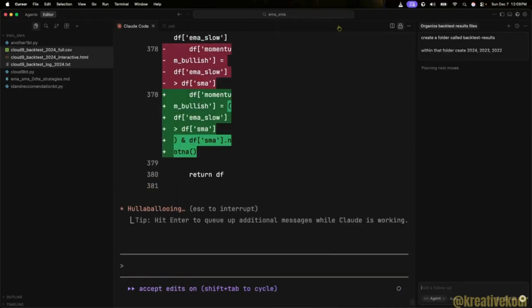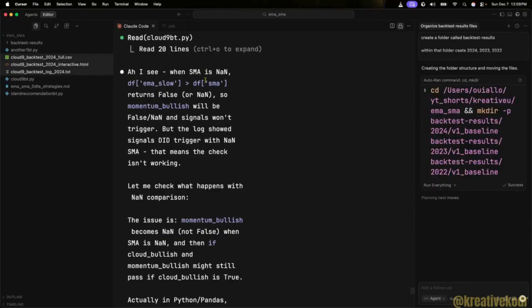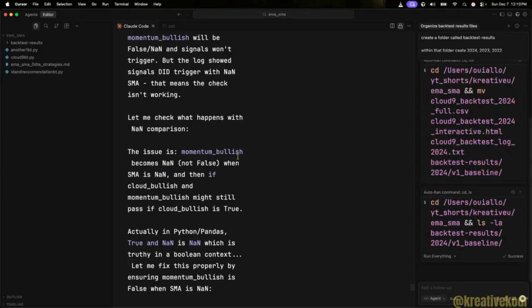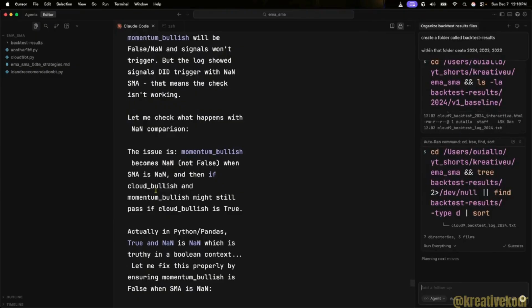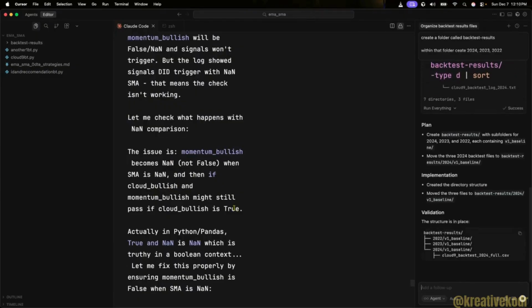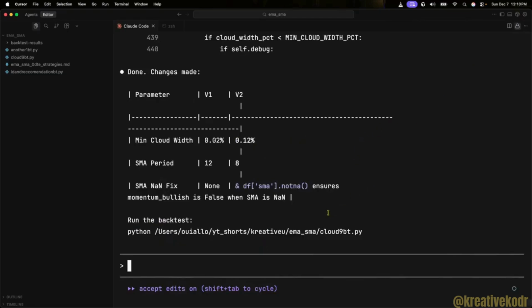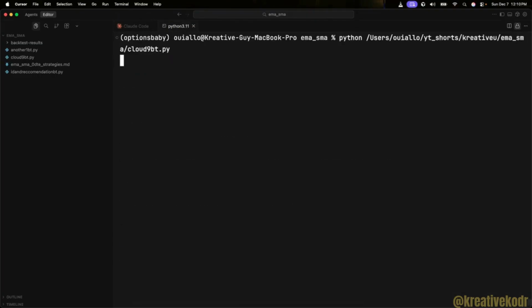All right. Okay, let me check what happens. The issue is that the momentum bullish becomes NaN, not false, when the SMA is NaN. So if the cloud and the others are still passing true, we need to fix it. Okay, bet. All right, let's get it. Let's see what happens here with these adjustments. This should be interesting.